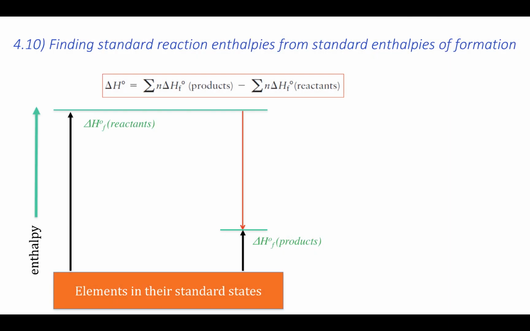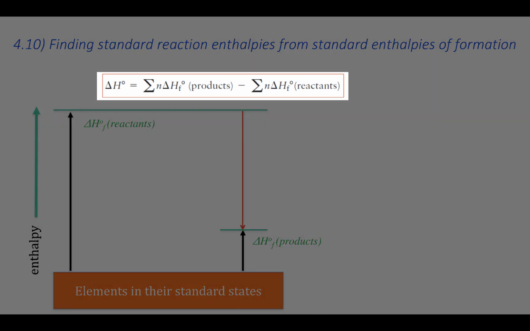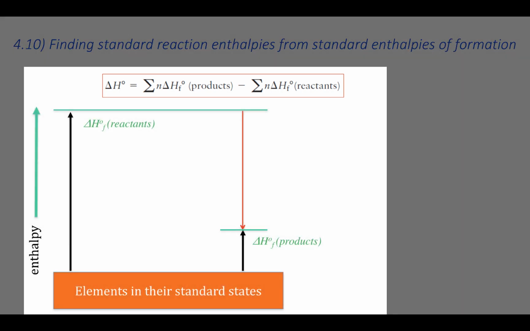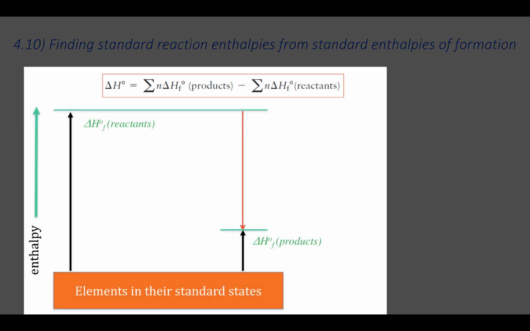We can also apply Hess's law to determine standard reaction enthalpies from standard enthalpies of formation. It turns out that Hess's law leads to the conclusion that the standard reaction enthalpy is just equal to the sum of the standard enthalpies of formation of all the products minus the sum of the standard enthalpies of formation of all the reactants. This graphic explains where this equation comes from.